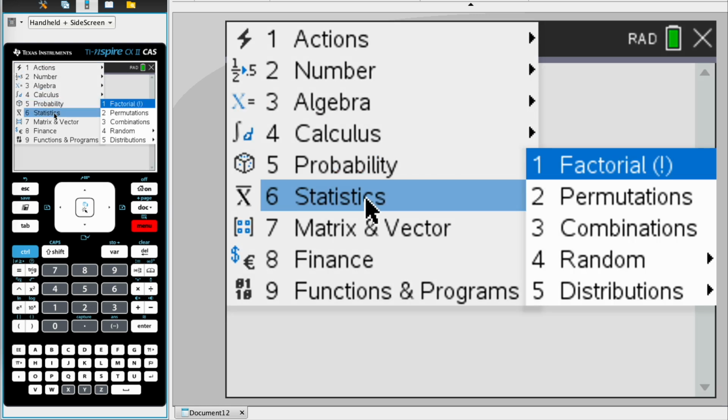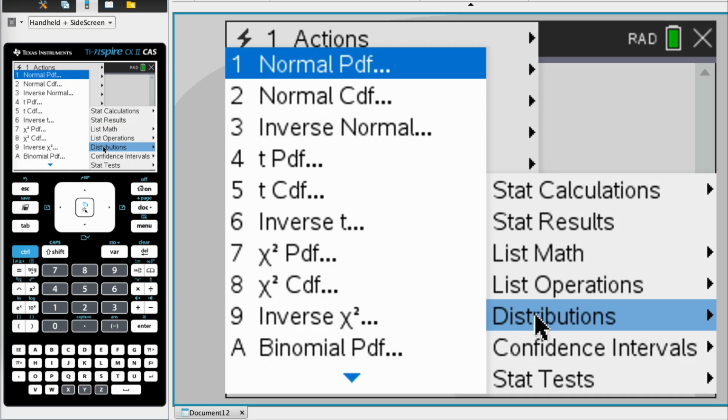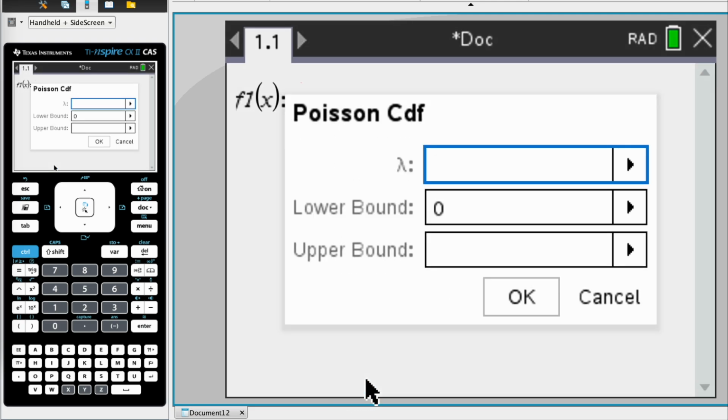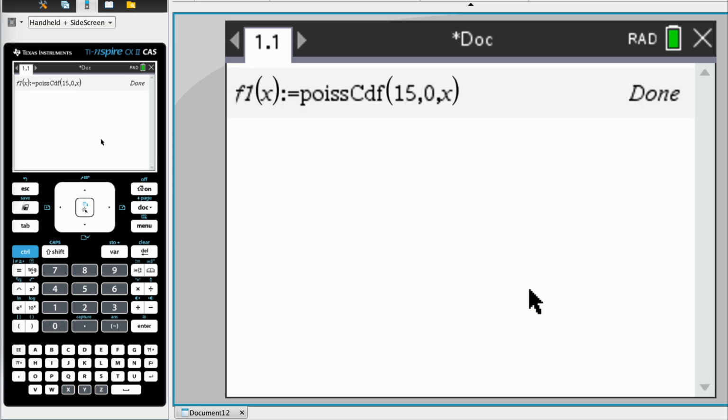So I'm going to go probability or stats, distributions. At the very end of the list here is the Poisson CDF. The null lambda is what we're starting with to find the critical region, so 15. And to find the lower bound, the lower tail, because there's two tails, we're going to have lower bound of 0, upper bound of x, hit OK.